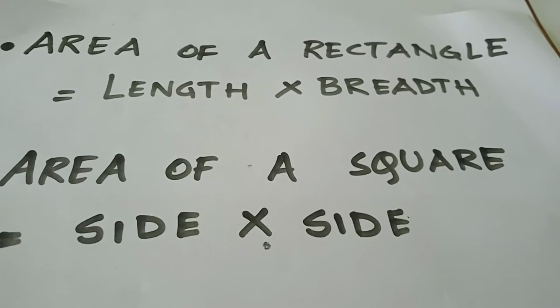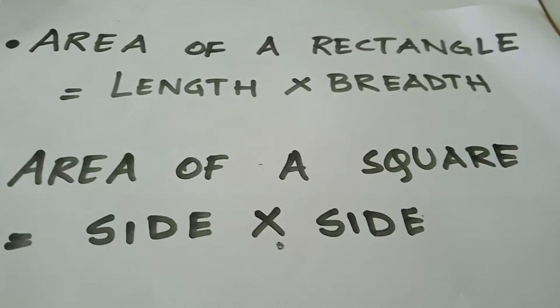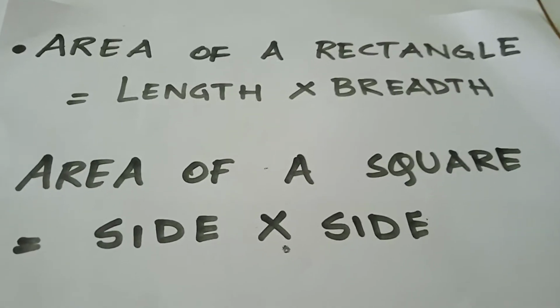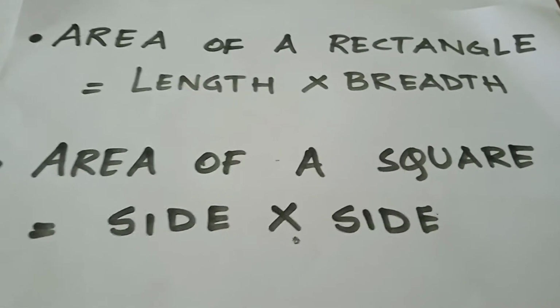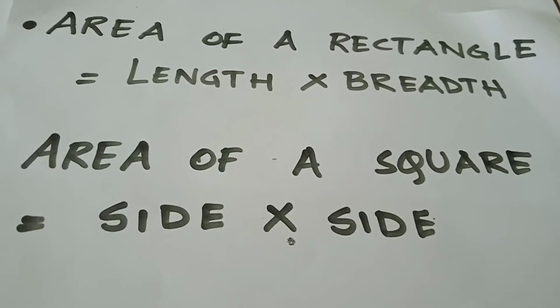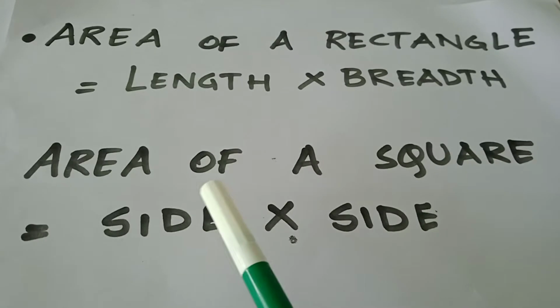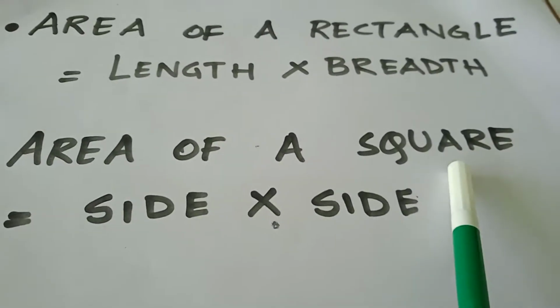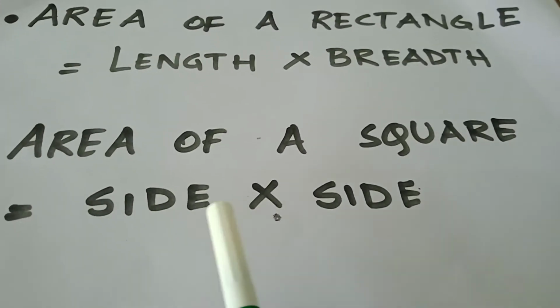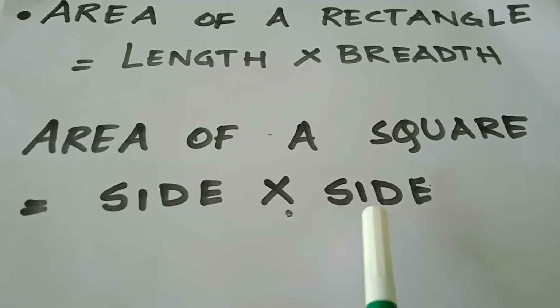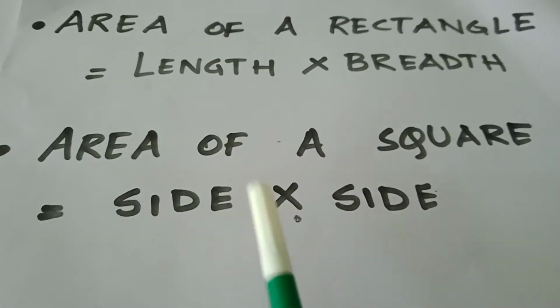Now coming to the area of a rectangle, we have a very simple formula for finding out the area of a rectangle. That is, if we multiply the length of the figure with its breadth, then we can find out the area of a rectangle. In the same way, if we want to find the area of a square, we can multiply its side with side. Actually, here also the concept is same.